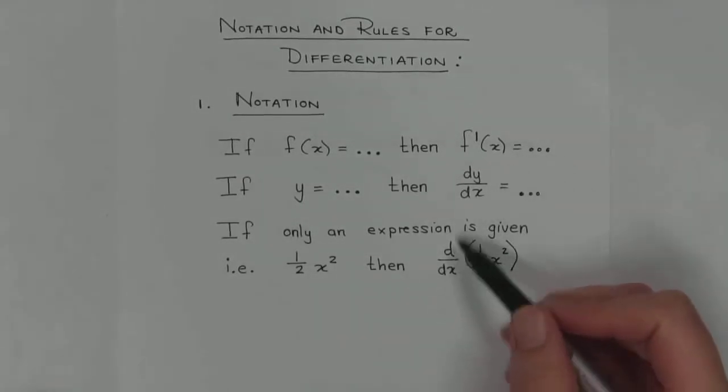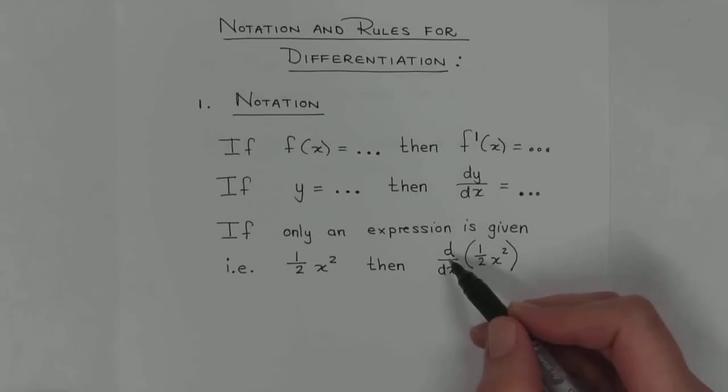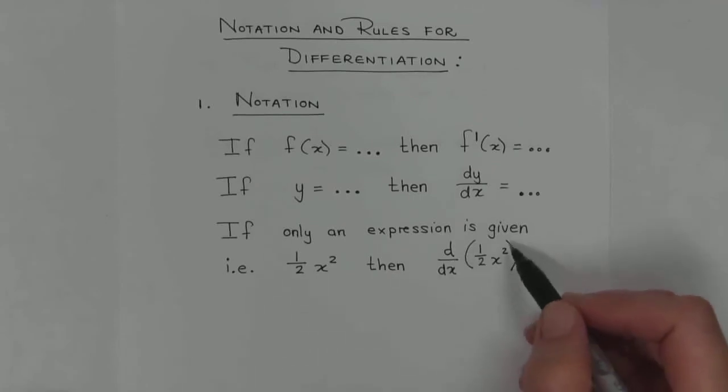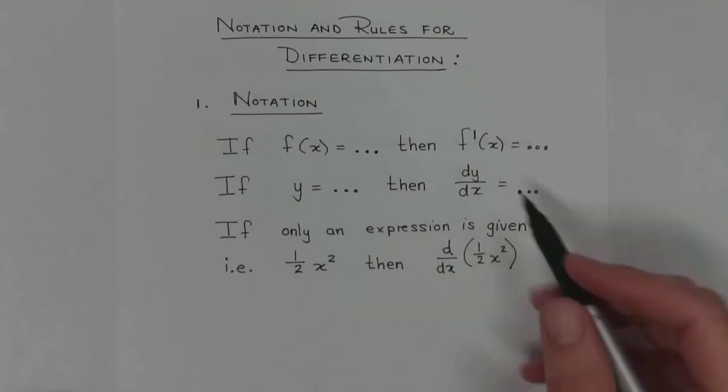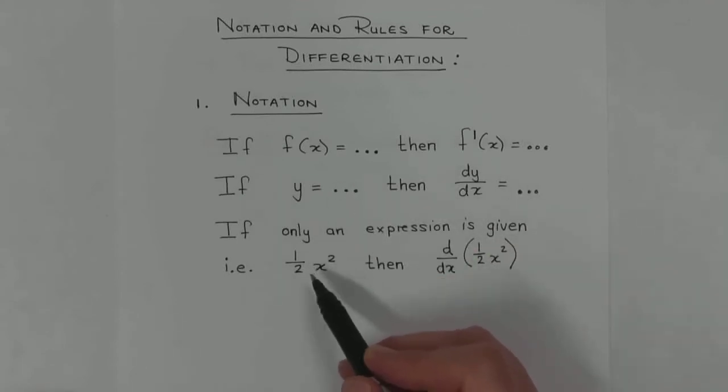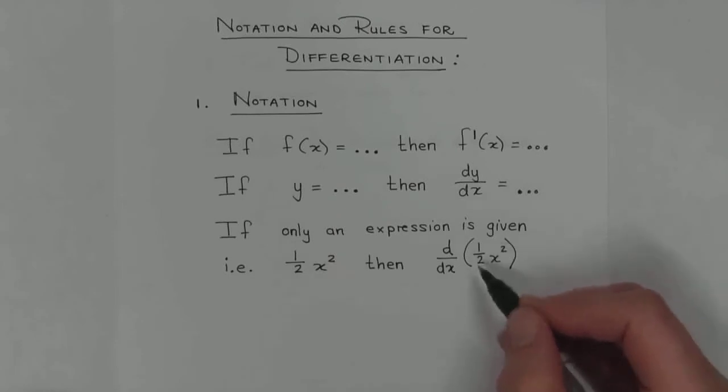So if you compare these two, this reads, find the derivative of a half x squared, which in the other case would have been defined as y, but in this case it wasn't defined. Because it wasn't defined, I have to write down the entire function.